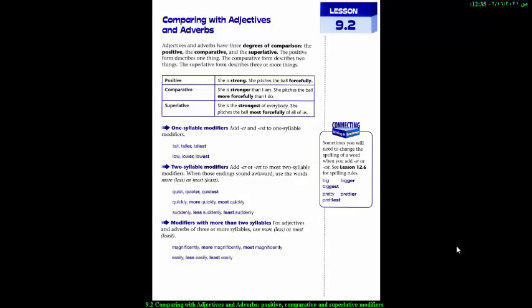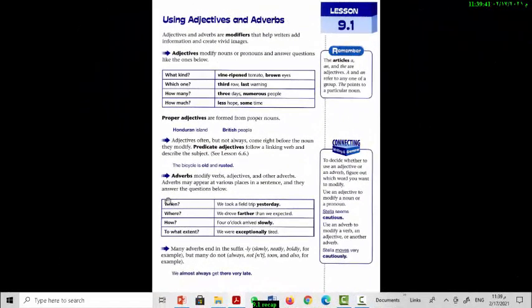Today we will talk about comparing with adjectives and adverbs. Last lesson we talked about adjectives and adverbs, and we said that an adjective is a word that describes a noun and sometimes a pronoun, whereas an adverb is a word that describes a verb, an adjective, or even another adverb. We also said that an adjective gives you extra information like what kind, which one, how many, or how much.